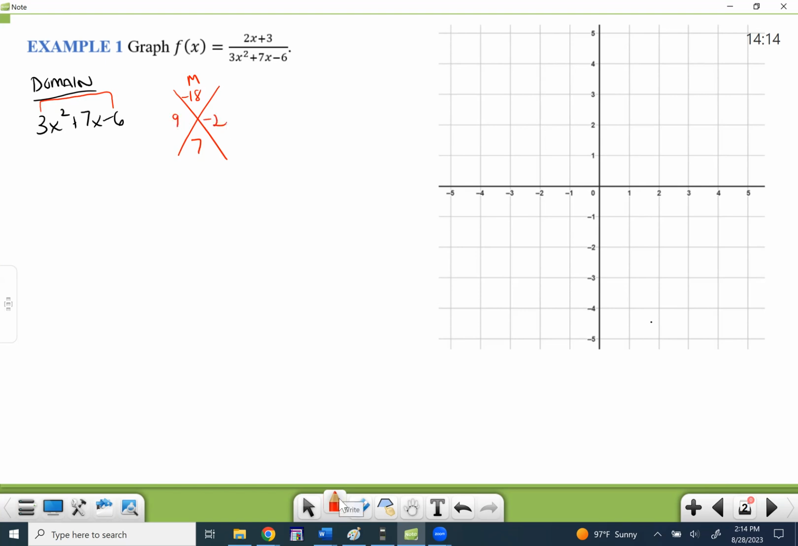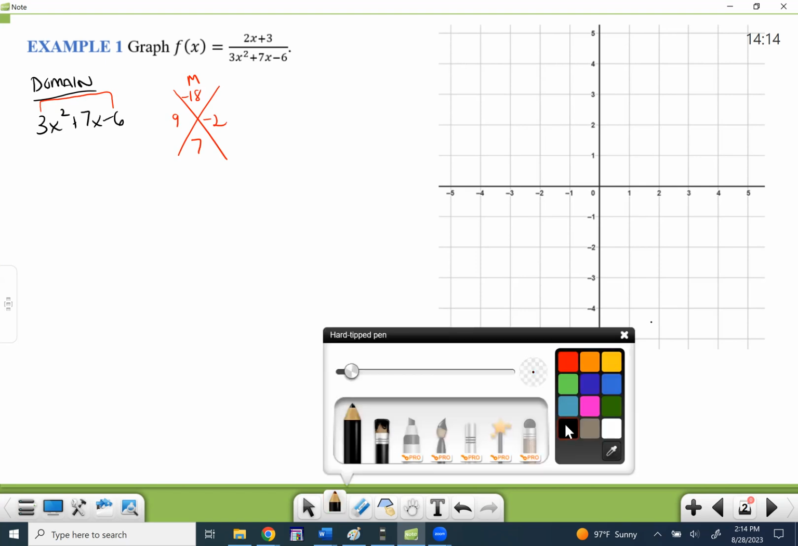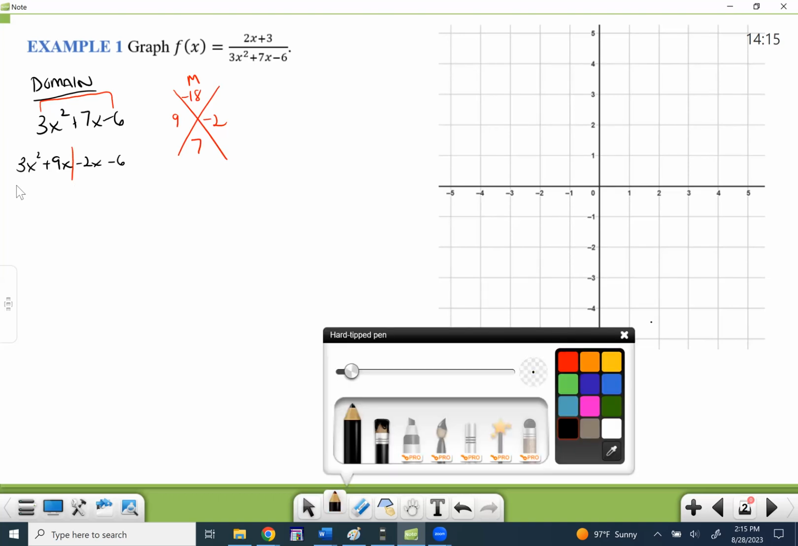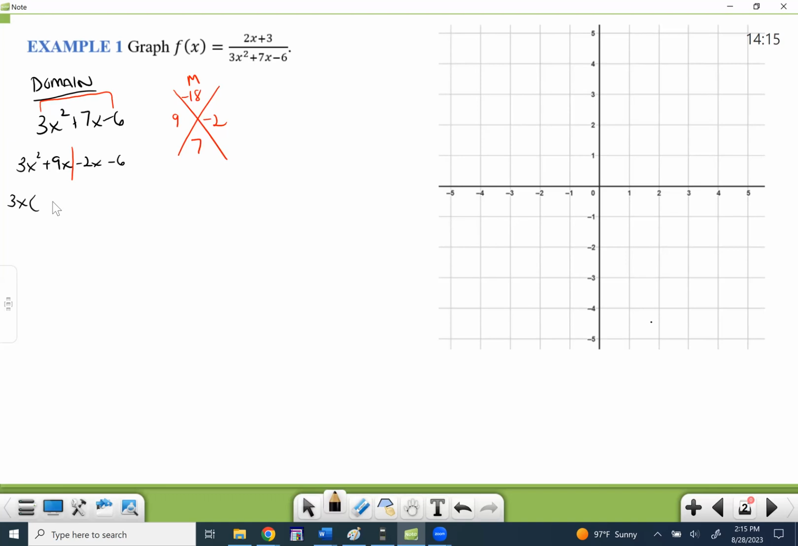So we're going to write this as 3x squared plus 9x minus 2x minus 6. Remember, we just used those two numbers to rewrite the middle, the 7x. Everything else is the same. So we're going to slice it down the middle and use factoring by grouping. We're going to take out a 3x, and we're going to have to take out a -2.